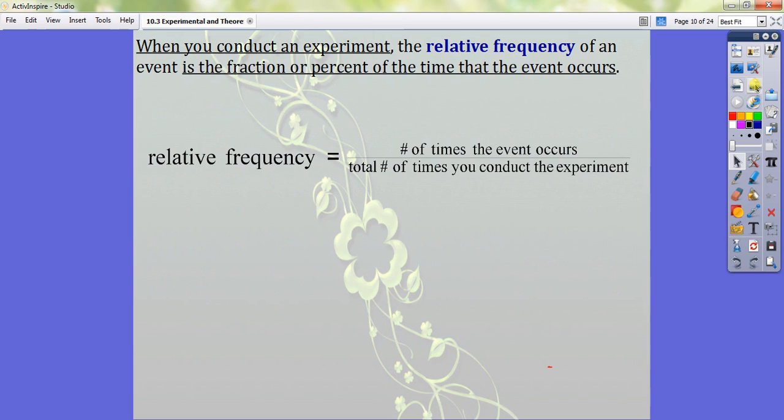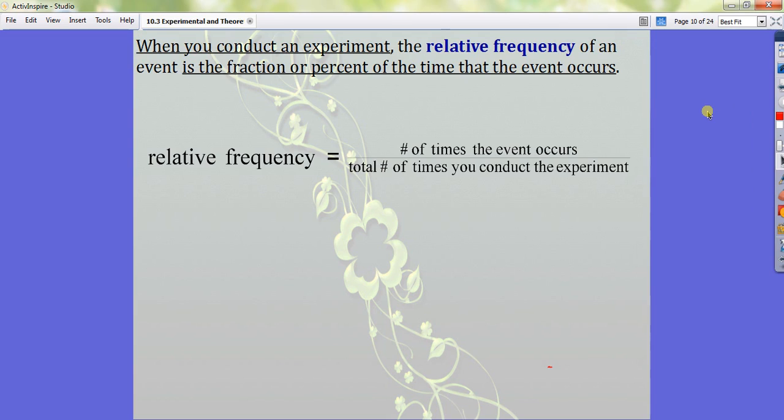playing a rock, paper, scissors game, the relative frequency of that event is the fraction or percent of time that the event occurs. And it's written in much the same way we've been writing our theoretical probabilities. If I asked you what is the probability of flipping heads on a coin, you would have told me 1/2, because it's one time out of the total possible number of outcomes. It's kind of the same idea.